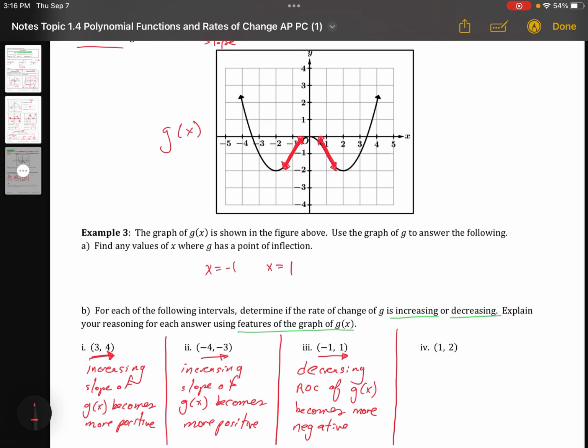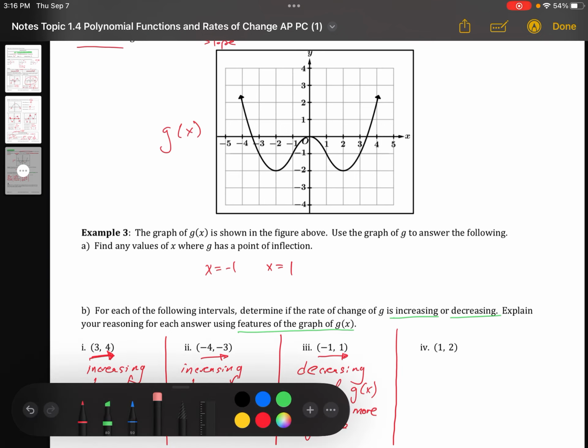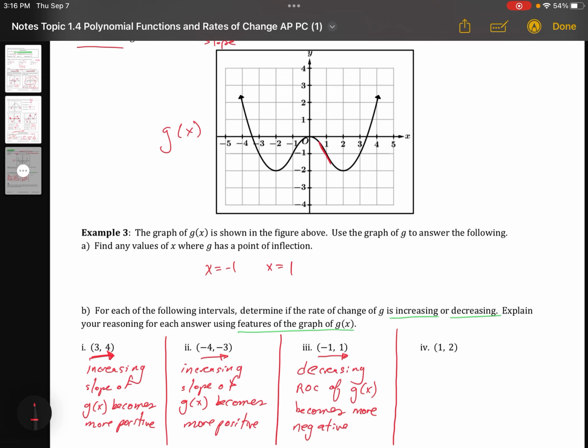And one more from 1 to 2. Let me erase this so we have an easier to see graph. Okay, so at 1, our slope is negative. And at 2, our slope is flat. So the rate of change, or the slope, went from negative to zero slope. Now, a reminder about zero slopes, if you've forgotten that one. The slope of a flat line is equal to zero, and the slope of a perpendicular or vertical line is equal to undefined.